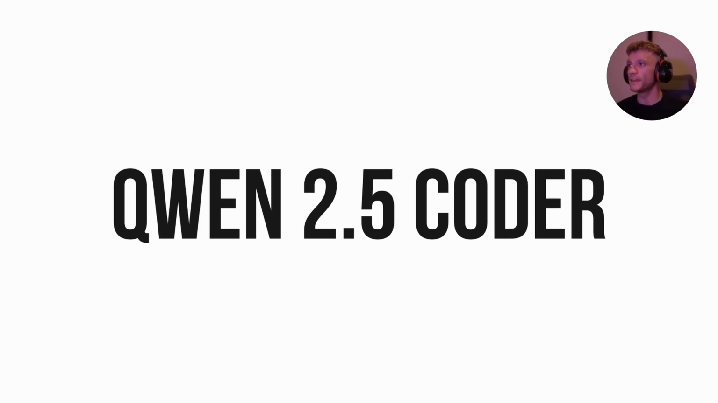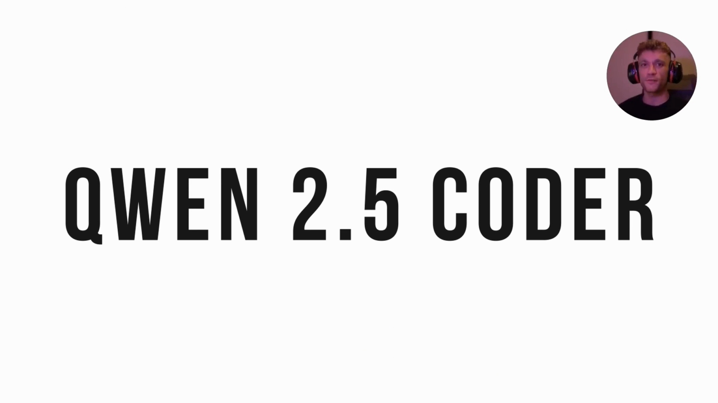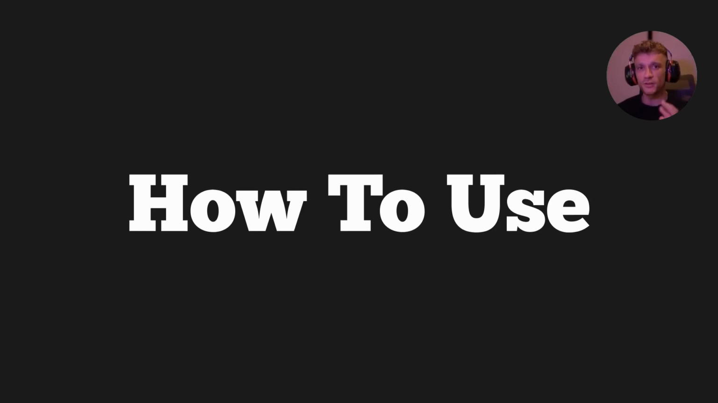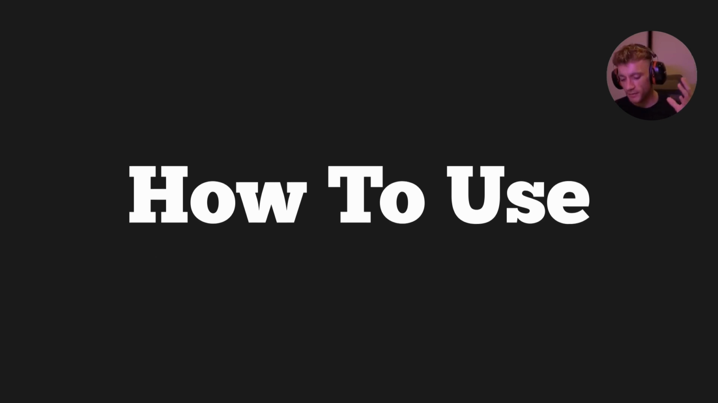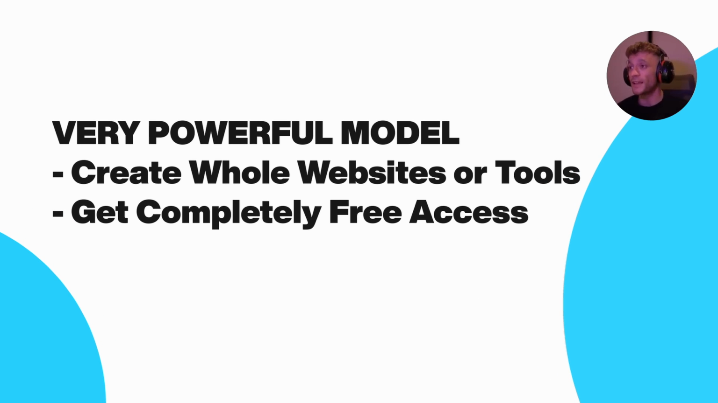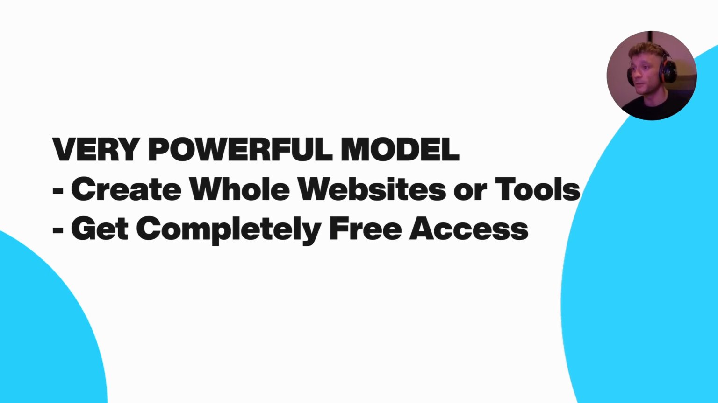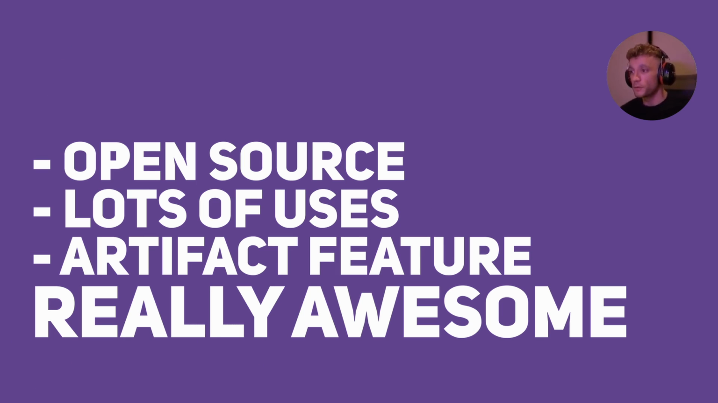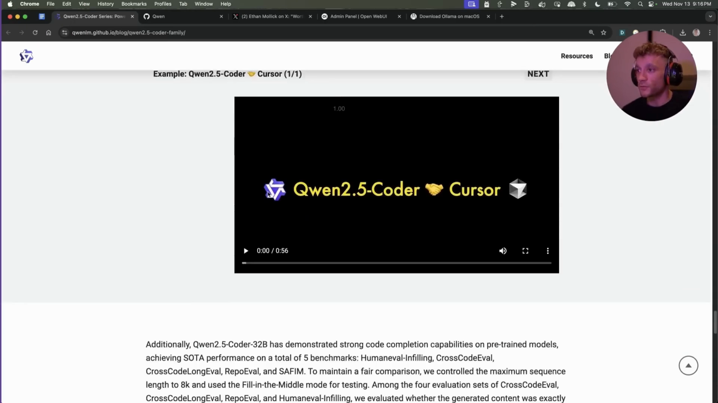Today, we're going to be looking at the Qwen 2.5 Coder series and how you can use it for AI SEO. Now, this is a very powerful model where you can create whole websites, whole tools. I'll show you exactly how to get access for free today and how to use it for AI SEO. It's open source. It can do a ton of stuff. It's got an artifacts feature. Pretty awesome. Let's get straight into it.